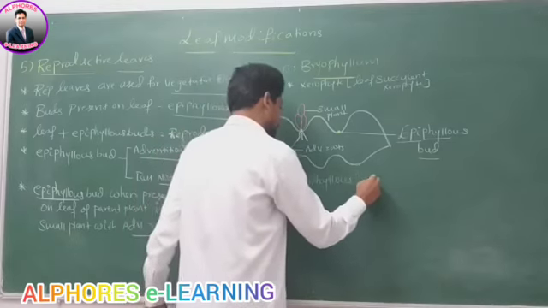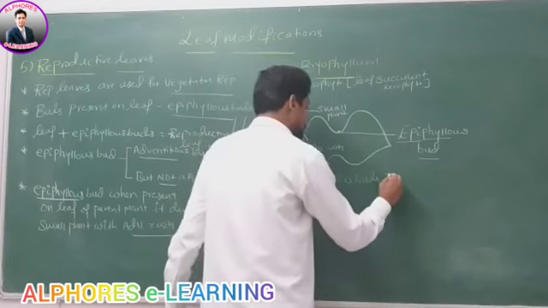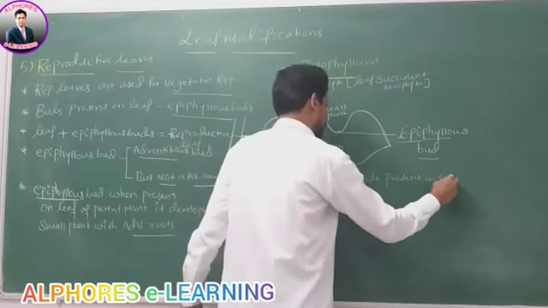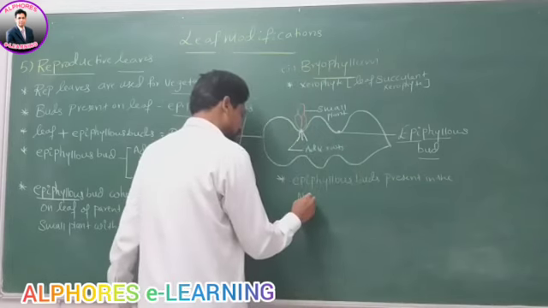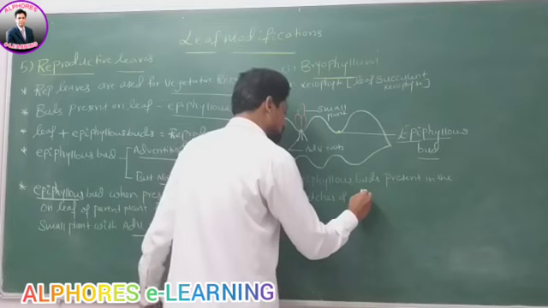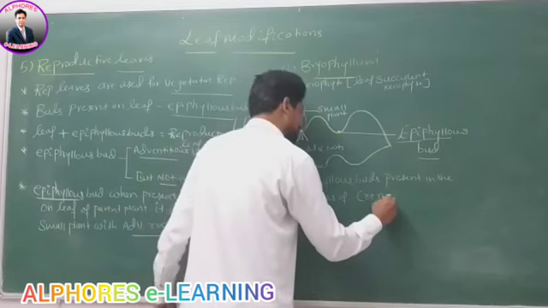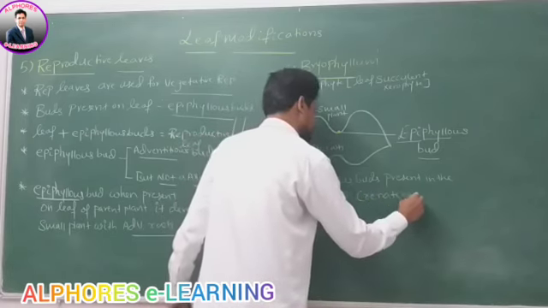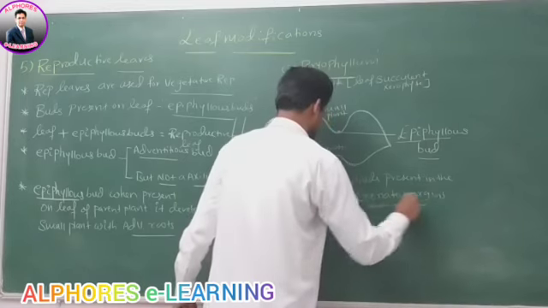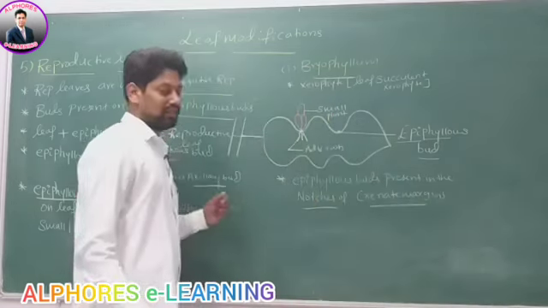Epiphyllous buds, where are they present? Epiphyllous buds are present in the notches. Present in the notches of which margins, sir? Crenate margins. Present in the notches of crenate margins. This statement is important.